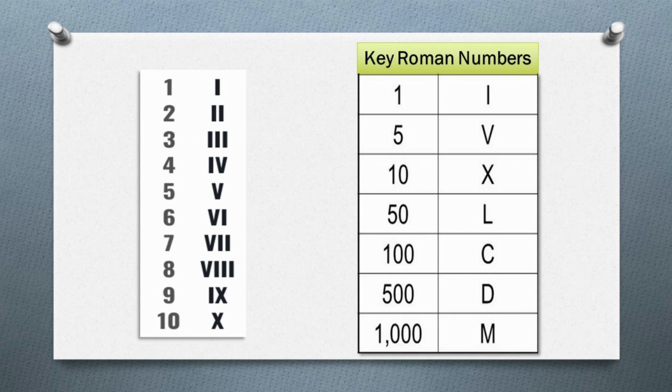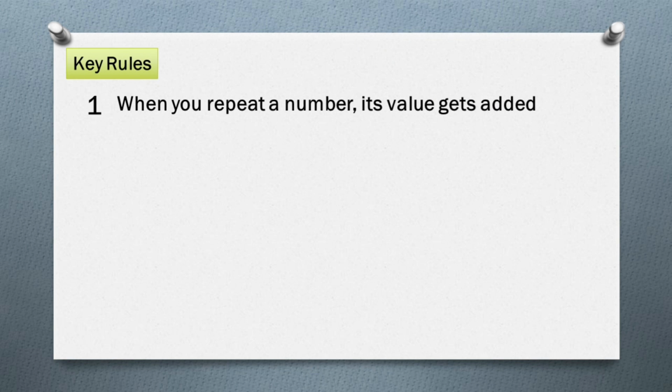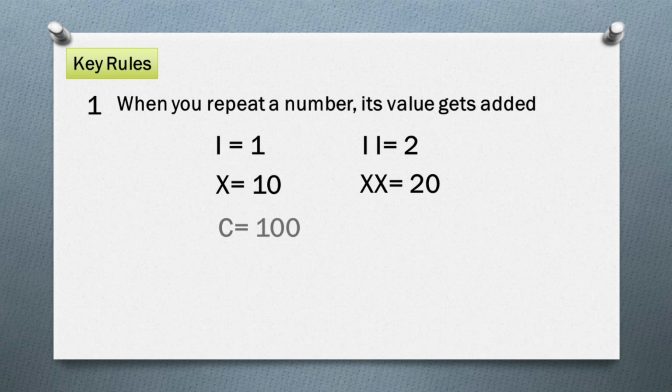Now let's understand some key rules while using Roman numeration. Rule number 1. When you repeat a symbol, its value gets added. For example, I represents 1. When we place two I's together, it becomes 2. X represents 10. When we place two X's together, it becomes 20. C represents 100. When we place two C's together, it becomes 200.